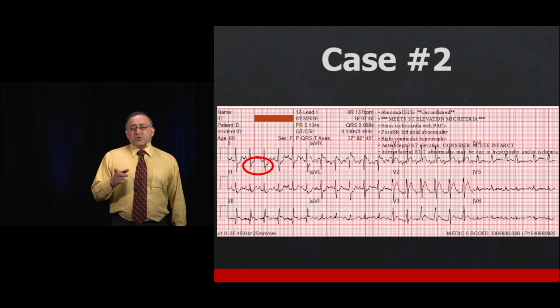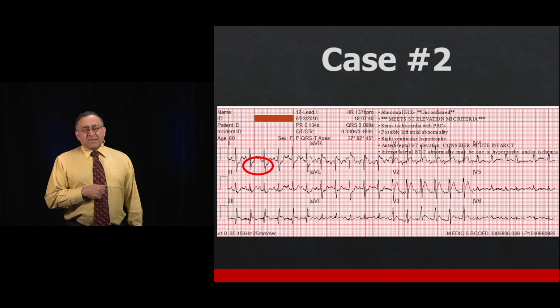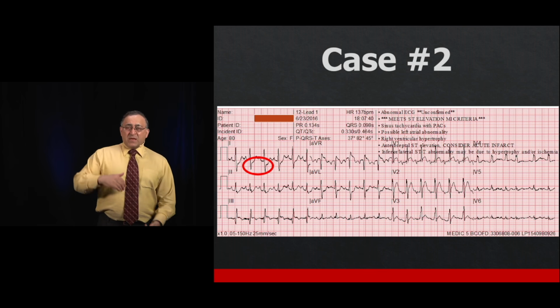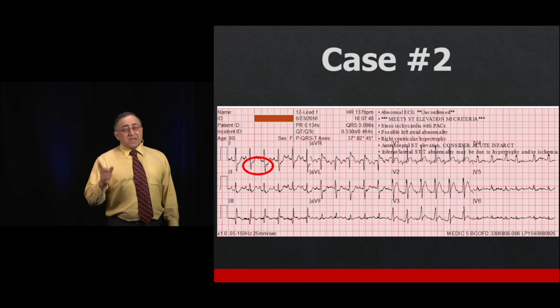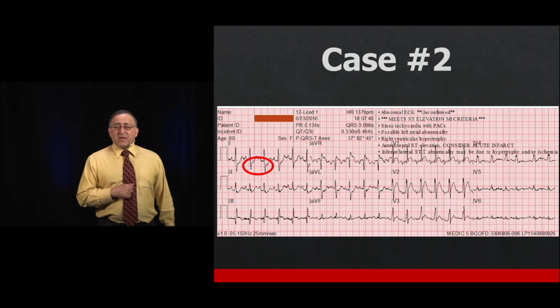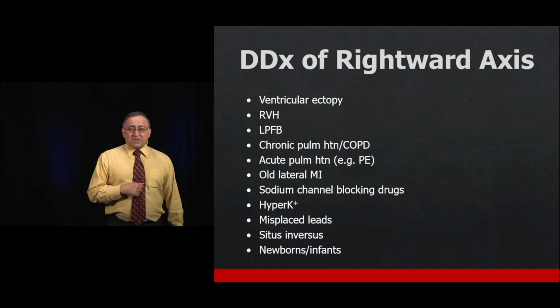There's something a bit unusual about this, though. You'll notice that there's a giant S wave in lead 1. There's kind of a rightward-ish axis. What are the things that produce a rightward axis or a rightward-ish axis? What are the things that produce a big S wave in lead 1? Well, STEMI is not one of them, and that's a really important pearl to keep in mind. STEMIs do not usually produce a rightward axis.